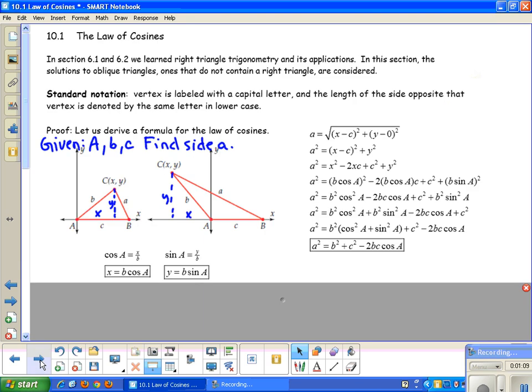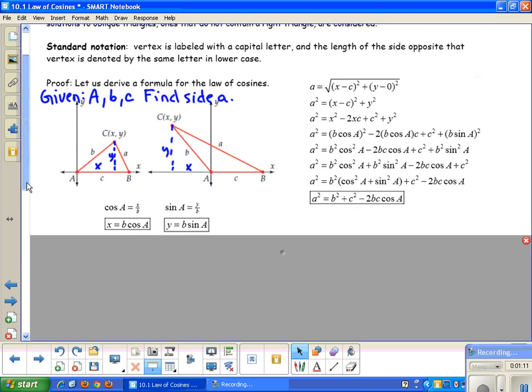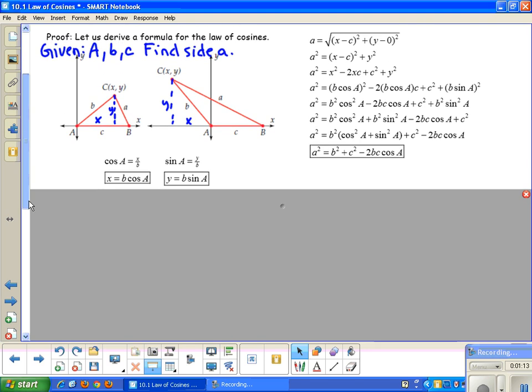So let's go ahead and look at the proof for the law of cosines. If we were given sides b and c and angle A, so notice that angle A is in between b and c, we can find the length of side a using our law of cosines. So let's go ahead and derive this first, which is already written here for you. You don't need to know how to derive this, but it's just to show you how you get the law of cosines.